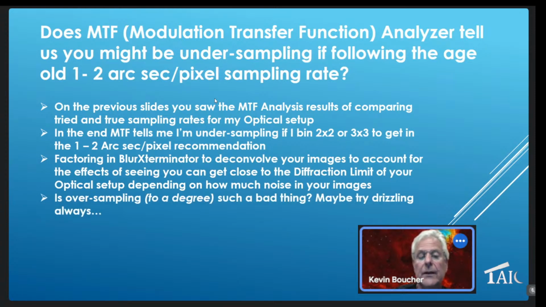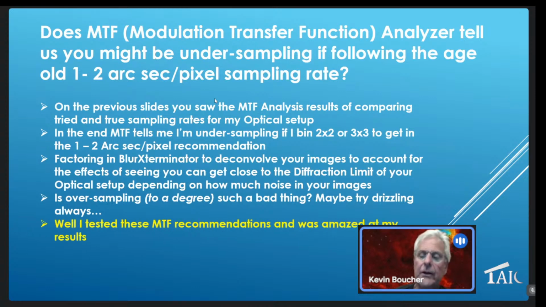So here's a question: is oversampling to a degree such a bad thing? I used to think it was a bad thing in that it used to bloat my stars out, even though I was getting maybe better resolution on the DSO. But now with products like Blur Exterminator, is it such a bad thing? Because you can really knock those stars down. And with the workflow that I'm using, I can actually control my star size a lot anyways. And maybe, according to Russ, we should probably always be drizzling. So I tried all of this.